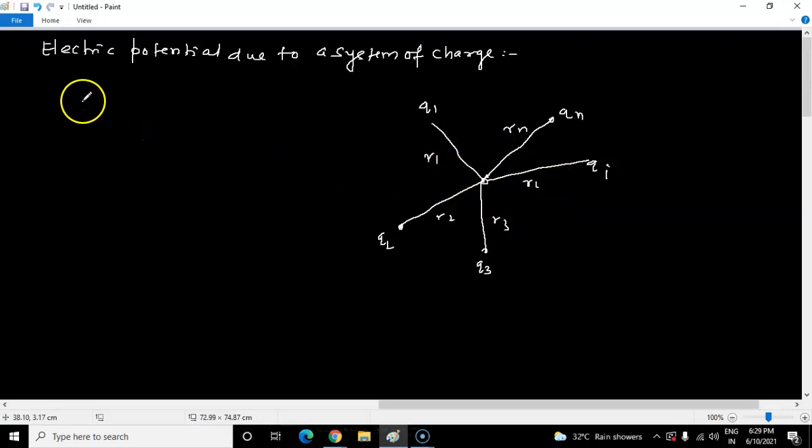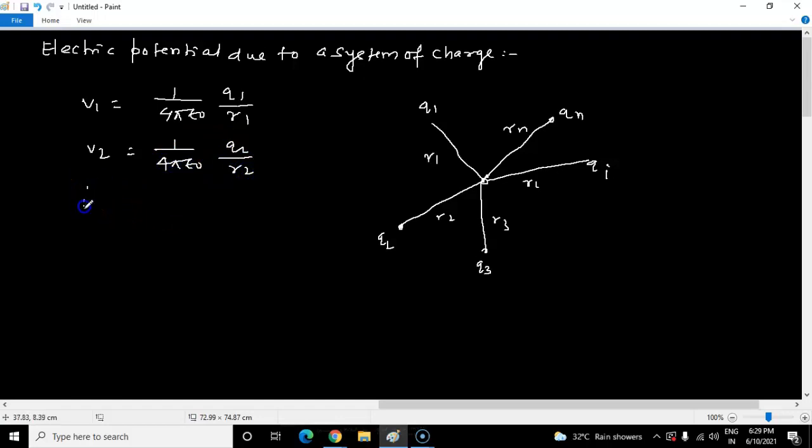So if you find it for Q1, like V1, what do you write here? V1, we already know, is 1 by 4 pi epsilon naught times Q1 by R1, right? Similarly for V2, you write 1 by 4 pi epsilon naught times Q2 by R2. Similarly V3 and so on. Vn you can write 1 by 4 pi epsilon naught times Qn by Rn, right?